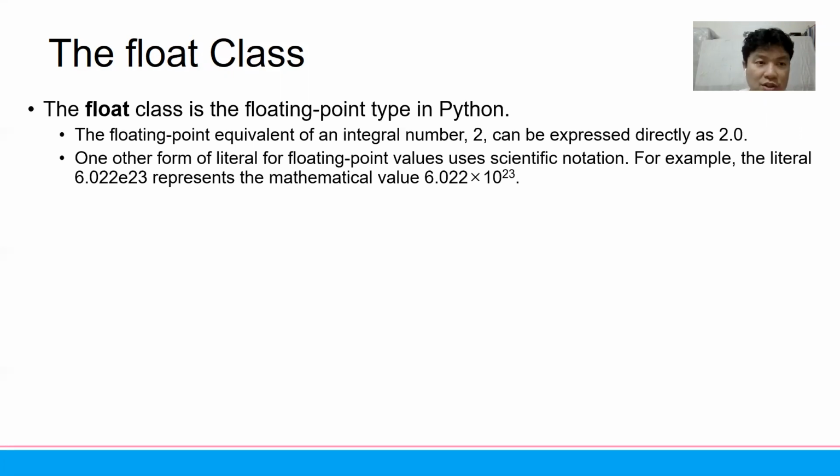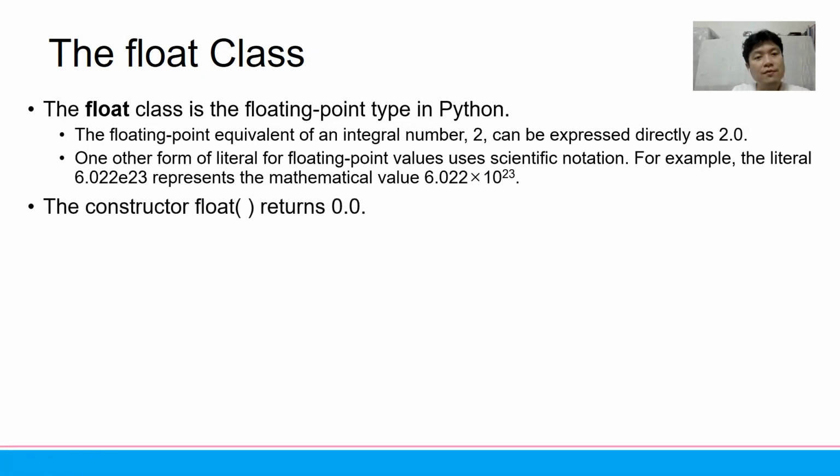For example, 6.022e23. This symbol, the E, represents the mathematical value 6.022 multiplied by 10 to the power of 23. So the E is actually the exponent 23, from 10 to the power of 23.